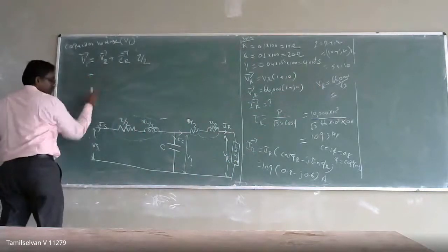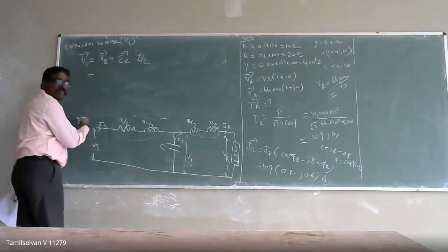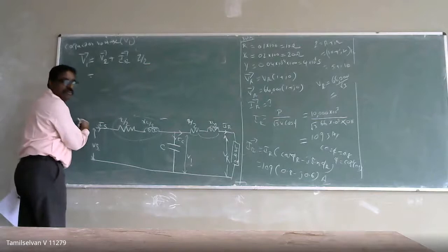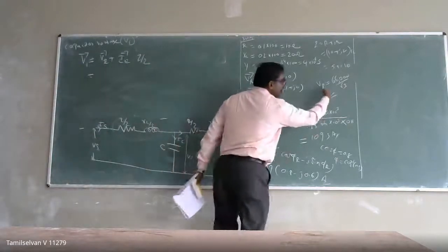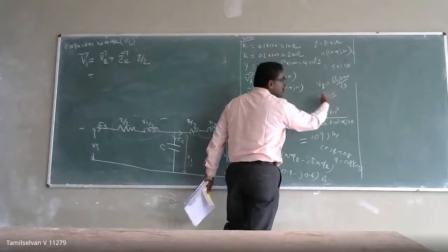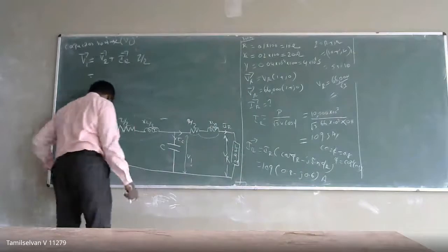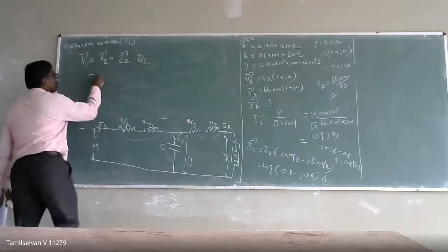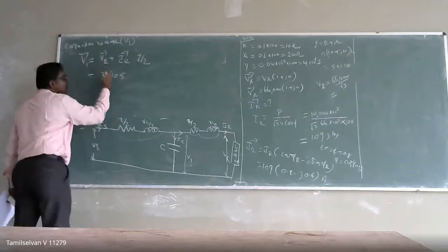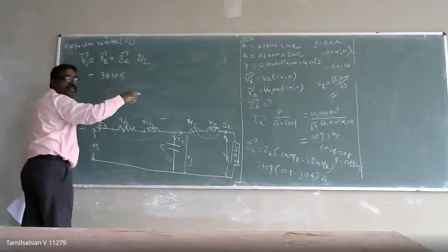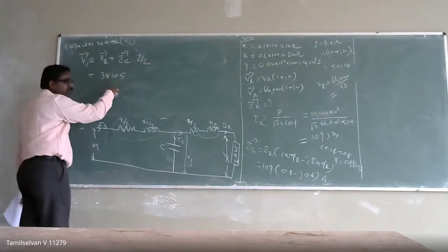Here we are doing the per phase analysis. But the voltage given is the line to line voltage, so I am converting the line voltage to phase voltage. You get 38,105. That is your VR value, because VR into 1 plus j0, the imaginary part is equal to 0, so I'm writing only the real part here.